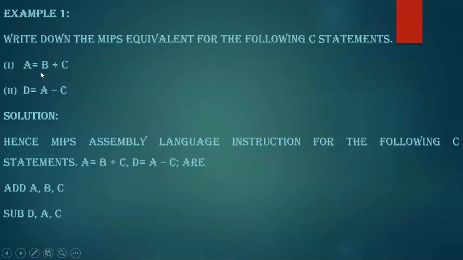So for example, you're going to have A equal to B plus C and D equal to A minus C. This is how we write assembly level instructions for the following C statement: add A comma B comma C. So you add B plus C and store it in A. Likewise, you subtract A minus C: sub D comma A comma C. Okay, so these are the general examples.